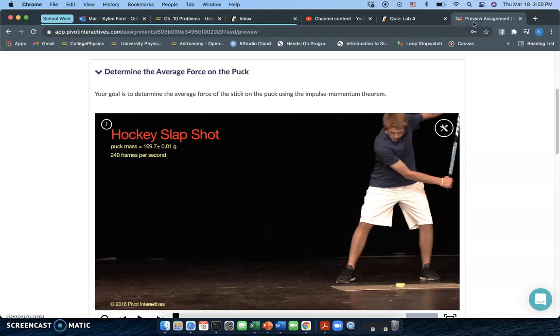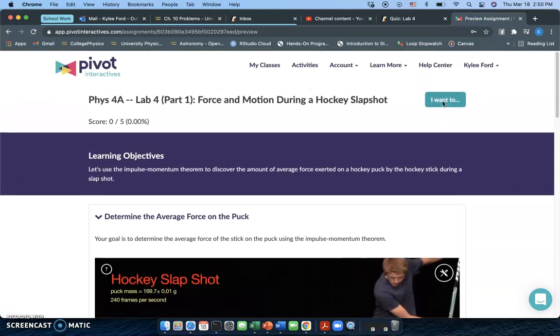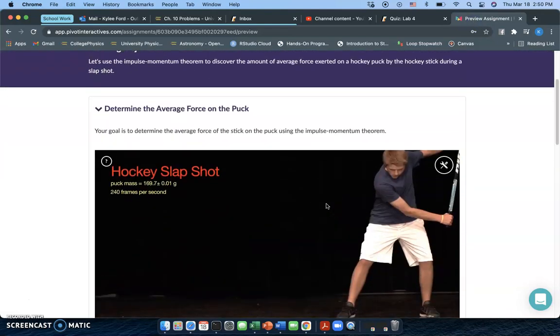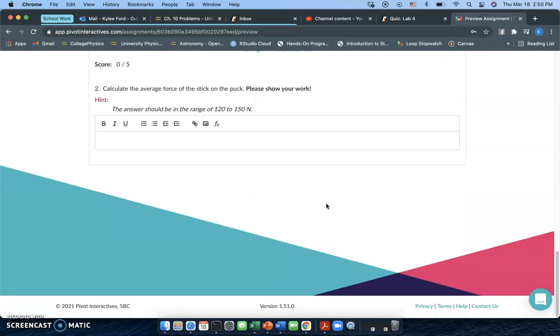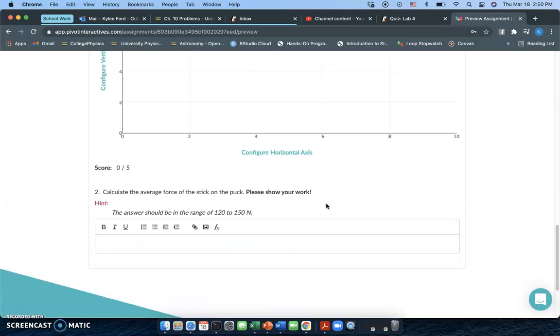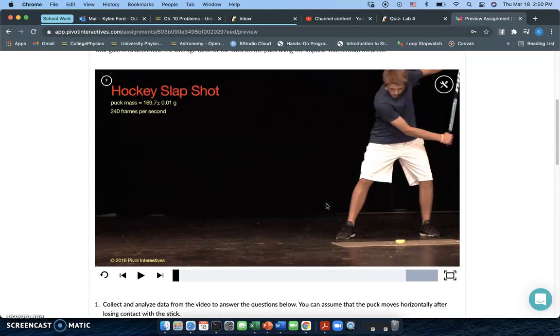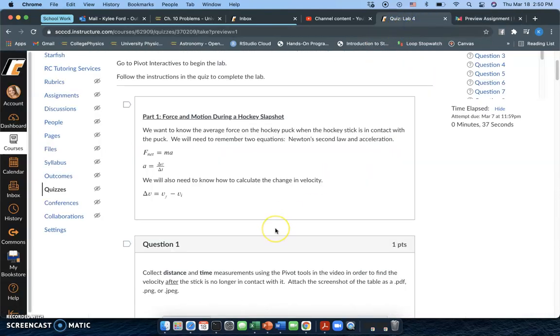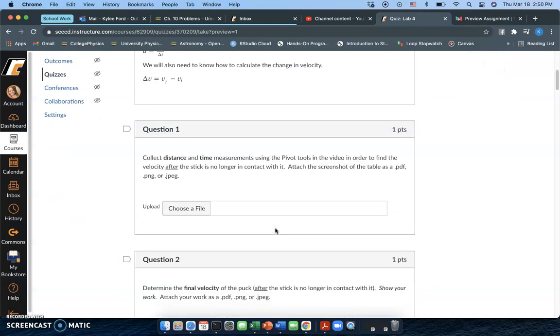Now, you may have noticed in the Pivot Interactive, it is very short, so it doesn't give you a lot of instruction, but I went ahead and gave you quite a bit in Canvas. So if you go through here, I show you what equations you'll need to be using and what exactly you need to do in order to complete the assignment.